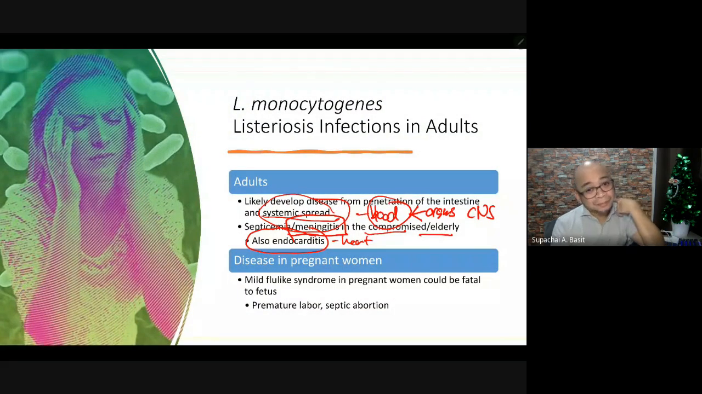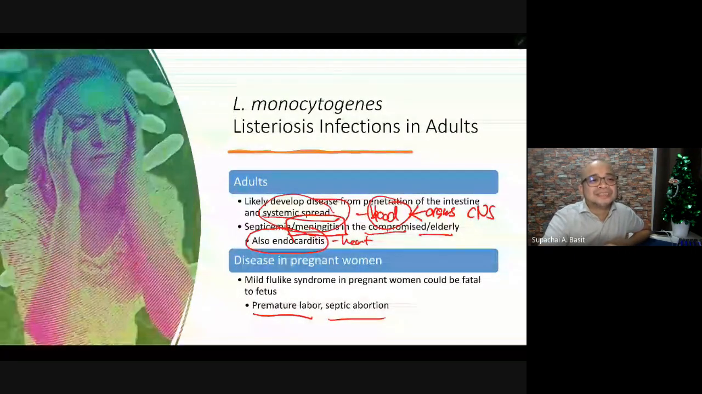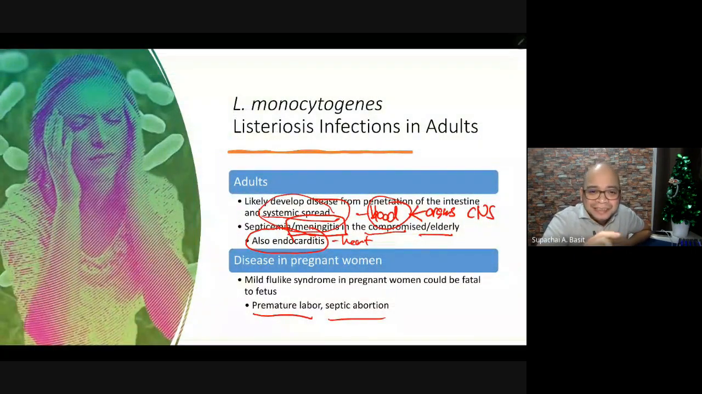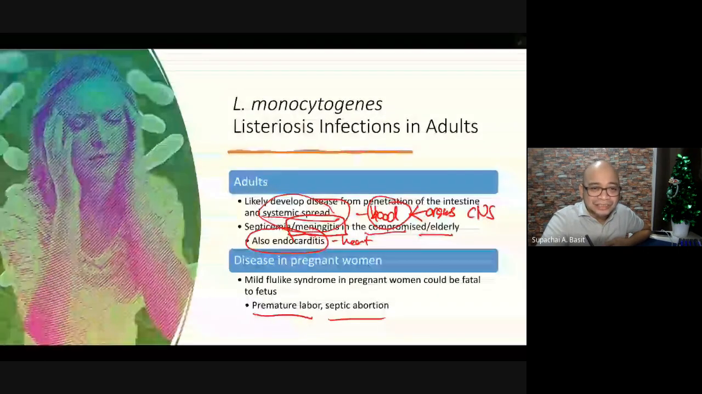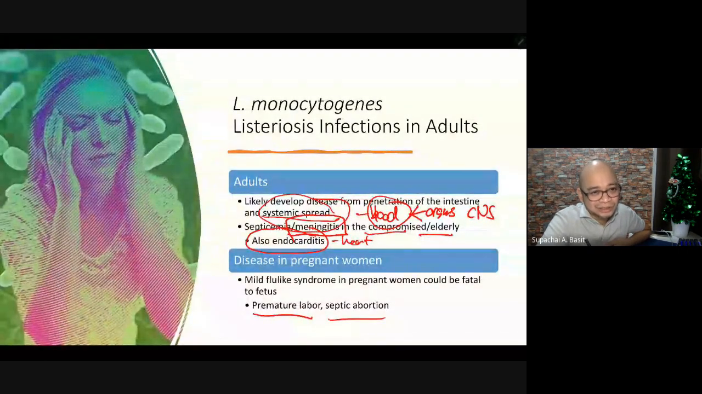For pregnant women, it is actually dangerous. Pregnant women will usually feel a mild flu-like syndrome, and it could be fatal to the fetus, unfortunately. It may even cause premature labor and septic abortion. That's why pregnant women should be very careful in the things that they are consuming, because most of these are found in food, listeriosis.